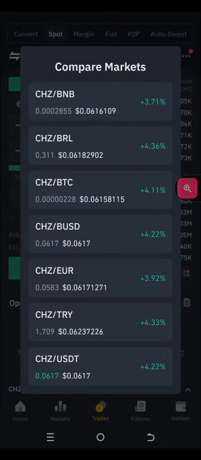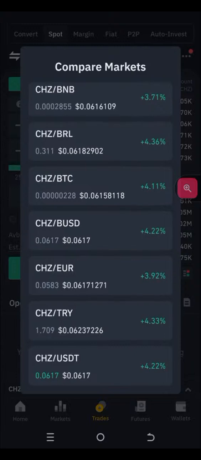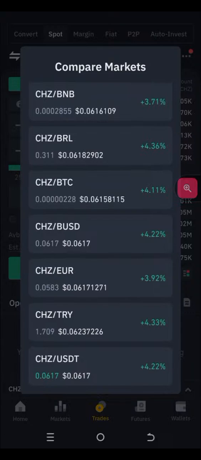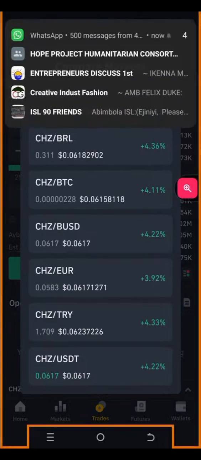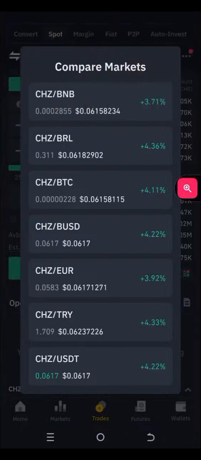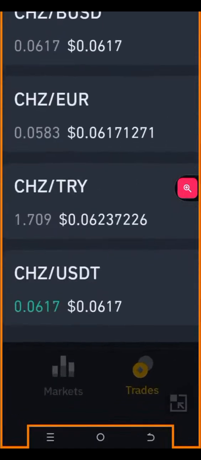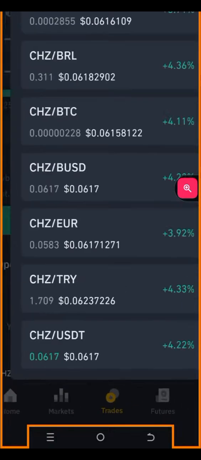Looking at this, which one is the cheapest price? You have to look for the cheapest price. We can see that it looks like BTC, 0.0615. We have 0.0618 as BRL. We have 0.0616 as BNB. Then where's the USDT? USDT is 0.0617. Let me show you that. Let's look at that, 0.0617. So which one would I go for?